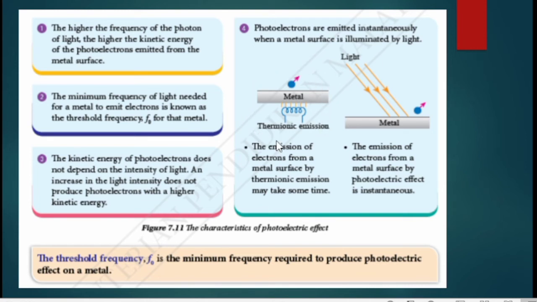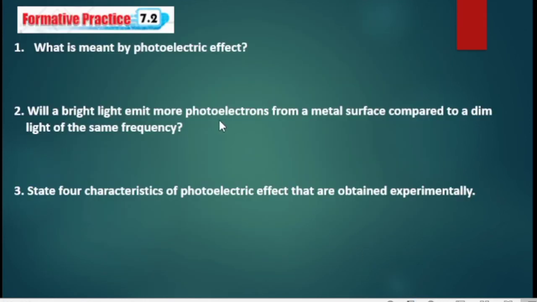As a comparison, we can look at thermionic emission. The emission of electrons from a metal surface by thermionic emission may take some time. So, compared to the photoelectric effect, thermionic emission takes a longer time for electrons to be emitted. When the metal surface is illuminated with light, the emission of electrons by the photoelectric effect is instantaneous. This means once the light is shone on the metal surface, electrons are automatically emitted. The threshold frequency, f0, is the minimum frequency required to produce photoelectric effects on a metal.